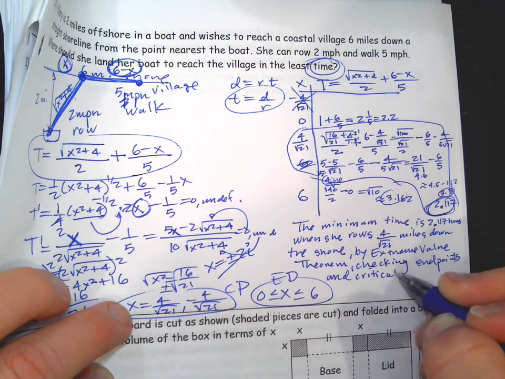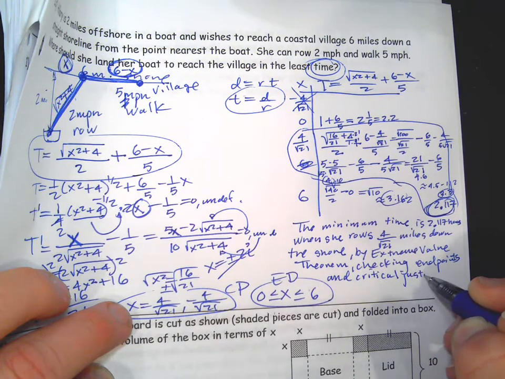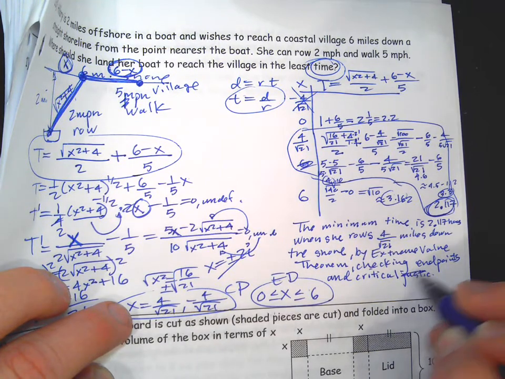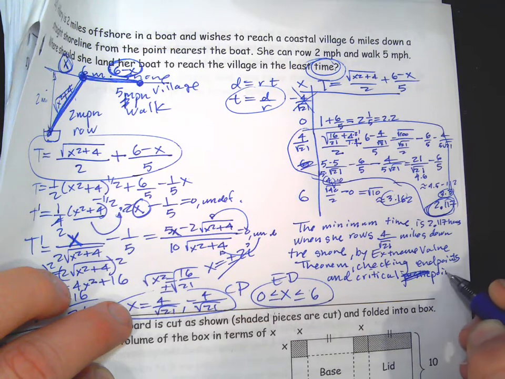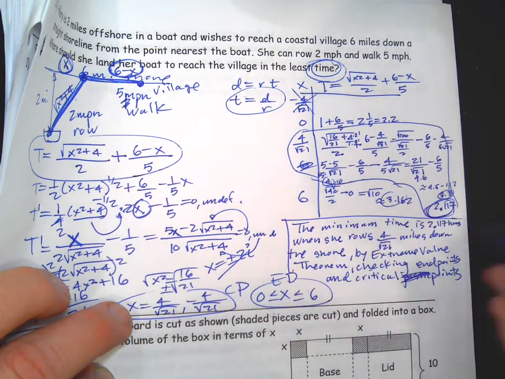So that's justification. I want justification on these. Critical points. I start writing the words I'm saying as I'm trying to write other words.